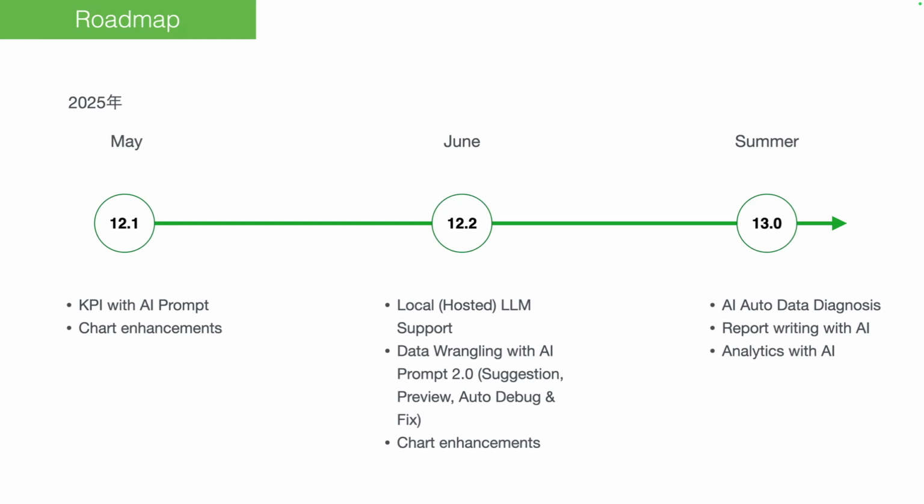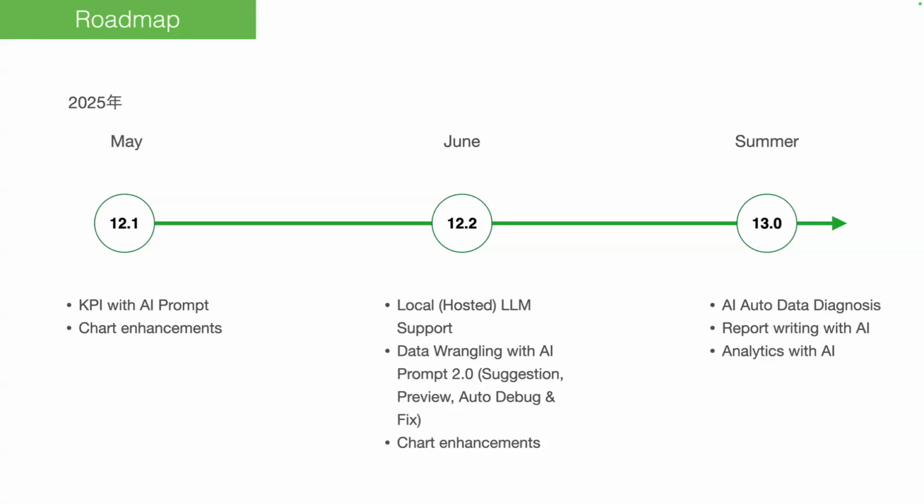And then in June, we are targeting the next iteration of data wrangling with AI prompt. We want to provide more suggestions, preview, and auto debugging and fix functionality as well. We are also planning to host our own local LLM. Like I said, today we are using the Claude service from Anthropic, but we want to host our own version of it on our server. So that's what we are targeting for June.